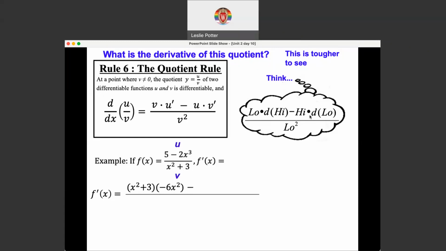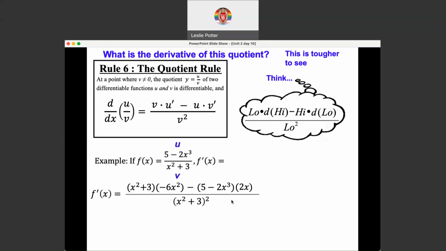Now I need high D low. So here's high. High is the numerator, right? 5 minus 2x cubed. That's just high, right? You're writing it down. It's just a function. And then D low, taking a look at the denominator, differentiate that. That's 2x. So low D high minus high D low all over low squared. Okay, so we're done. If this were a free response question and I asked you to differentiate it, this is a viable answer. We're done. You don't have to do anything else with it.